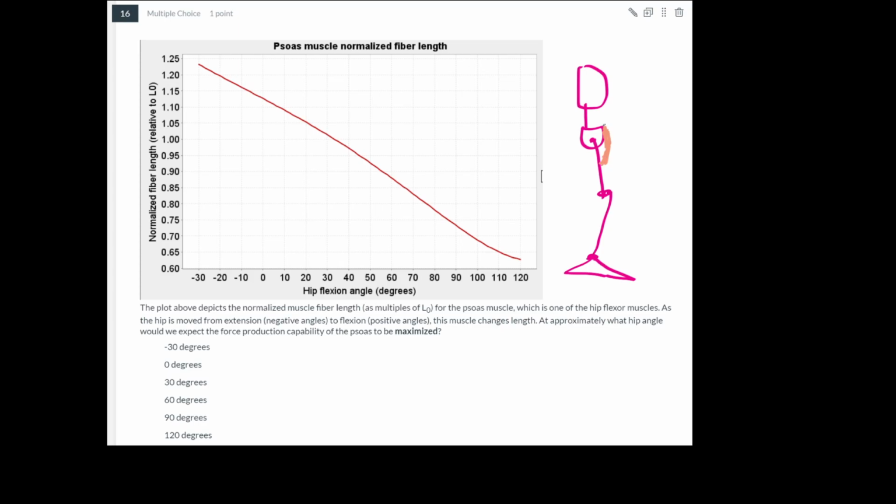I think the iliacus or the psoas actually goes up to the lower back. But right now we're looking at just hip flexion angle. So what happens when you, say, flex your hip out here? What happens to the length of this muscle?